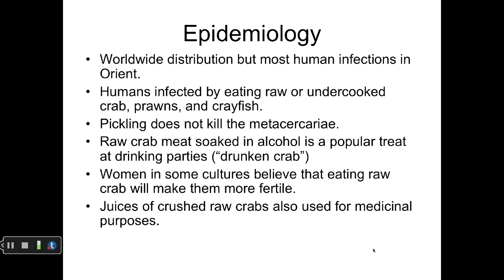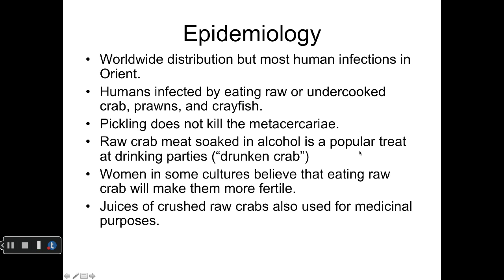Paragonimiasis has a worldwide distribution, although spotty in South America and Africa. Most infections are in the Orient. Humans become infected when they eat raw or undercooked crab, prawns, and crayfish. Again, pickling and smoking and even soaking in alcohol doesn't kill the metacercariae. So there are some cultural practices that can enhance transmission.